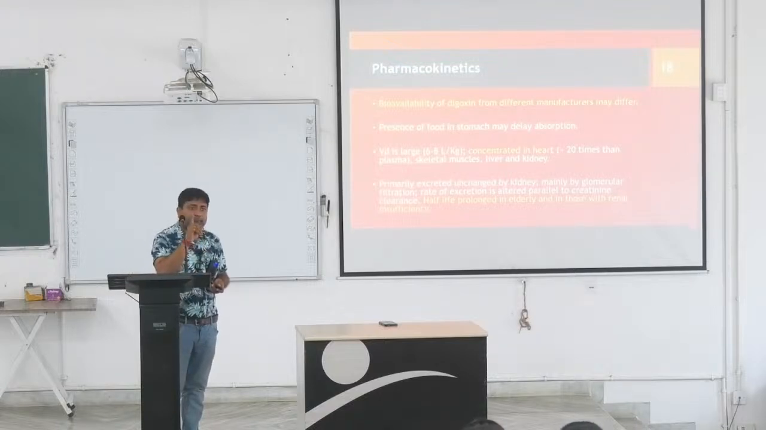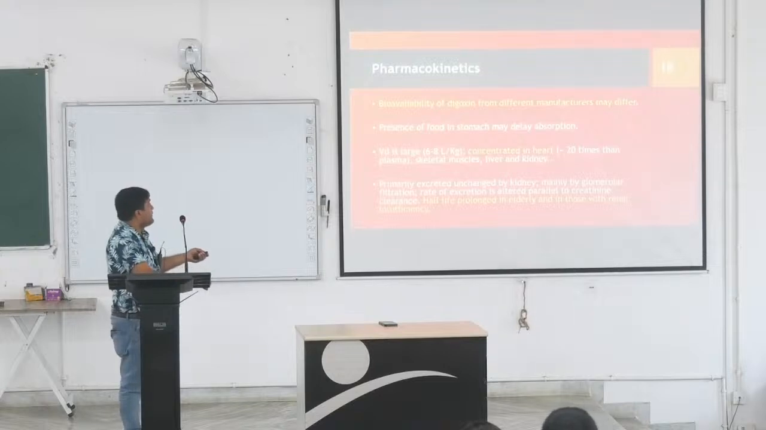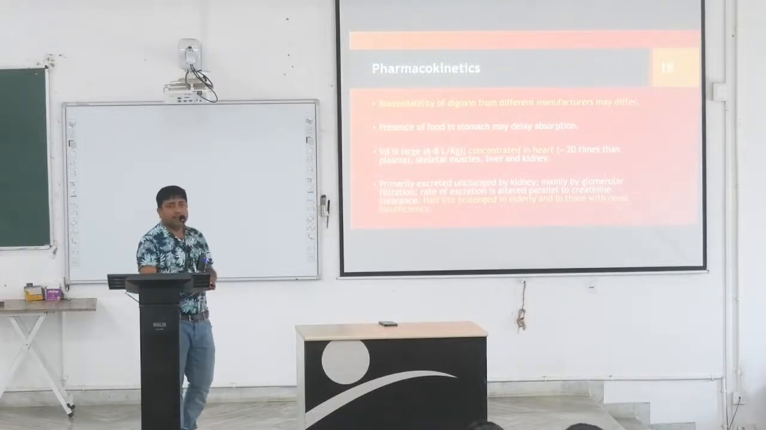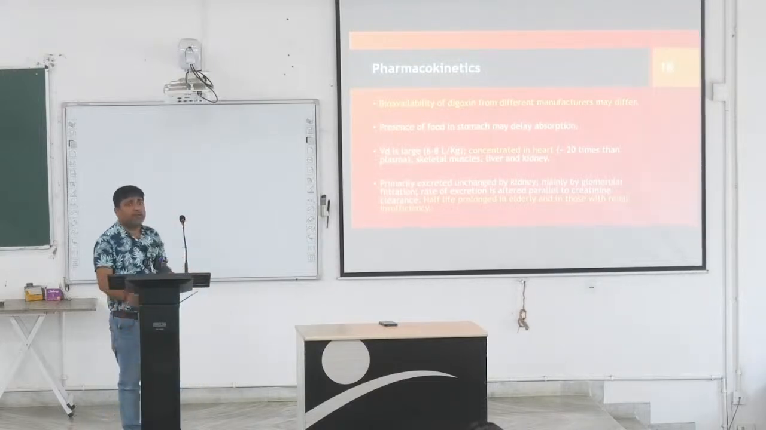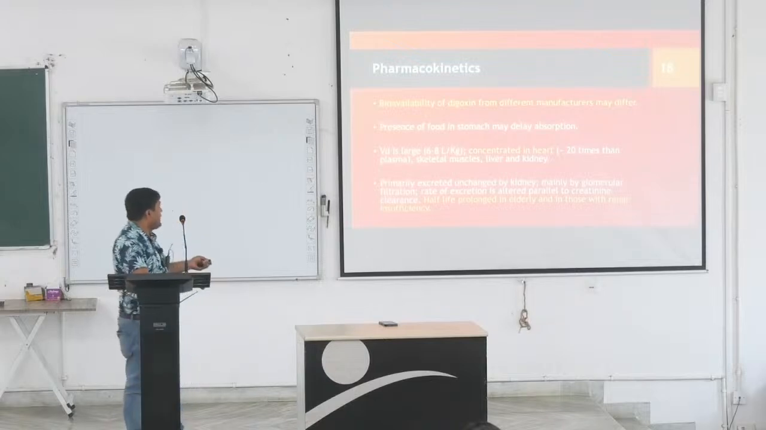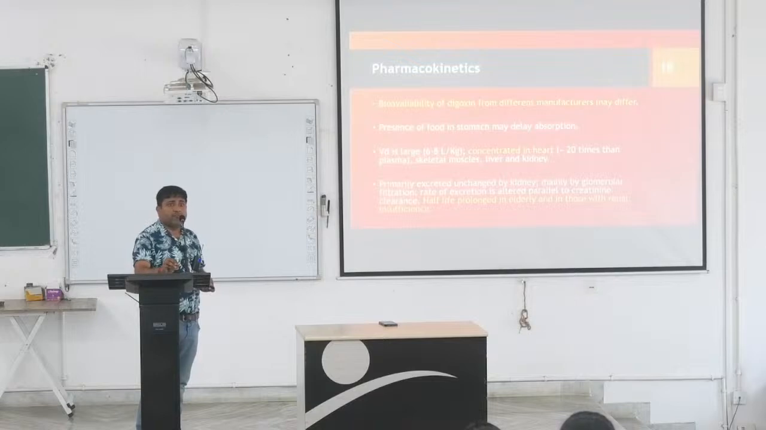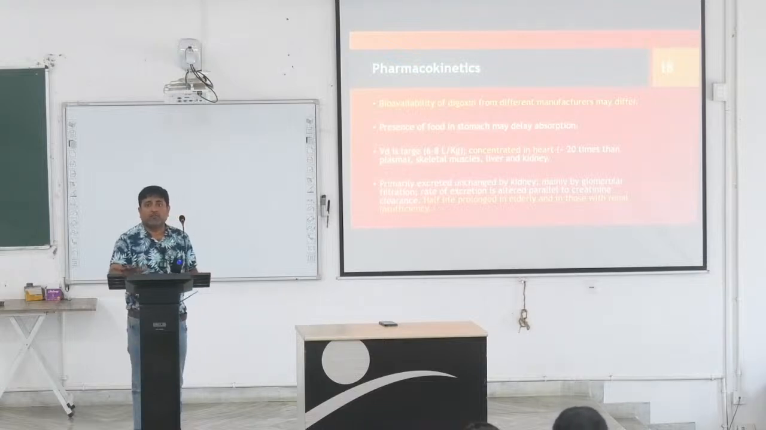So in patients of digoxin toxicity, hemodialysis has no role, because the volume of distribution is high, 6 to 8 liters per kg. They are concentrated in the heart, skeletal muscle, liver and kidney. Primarily excreted unchanged by the kidney, mainly by glomerular filtration, and rate of excretion is altered parallel to creatinine clearance. So half-life is prolonged in the elderly and in patients with renal failure, and in those cases the dosage of digoxin has to be reduced.